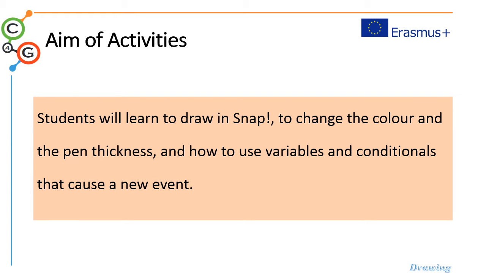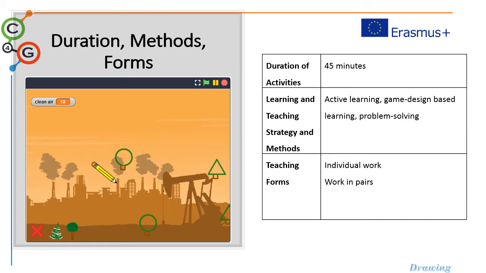Aim of activities: students will learn to draw in Snap, to change the color and the pen thickness, and how to use variables and conditionals that call a new event. The duration of activities is 45 minutes. Learning and teaching strategies and methods are based on active learning, game design based learning, and problem solving. Main teaching forms are individual work and work in pairs.